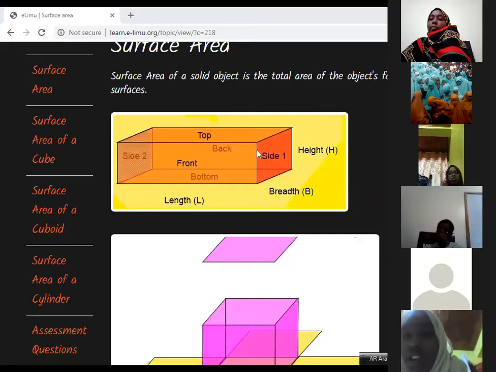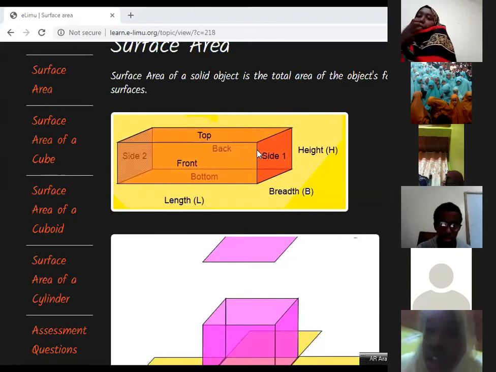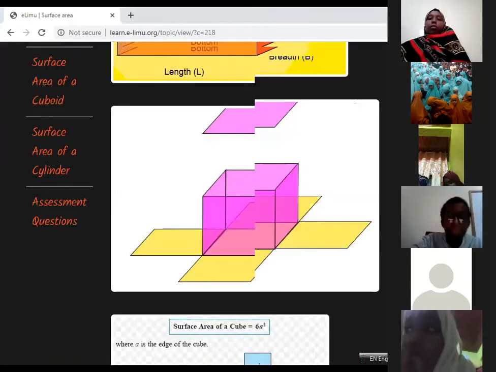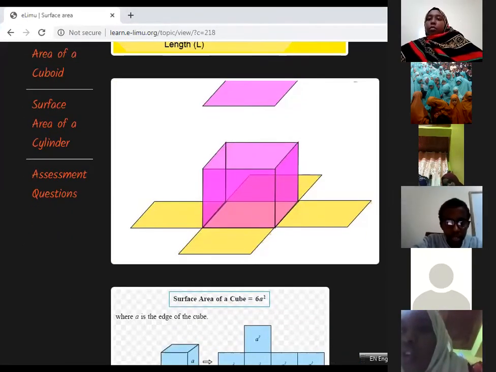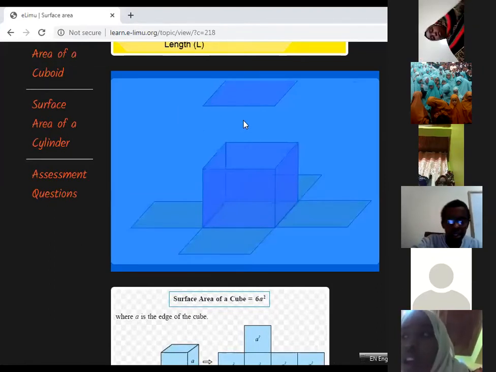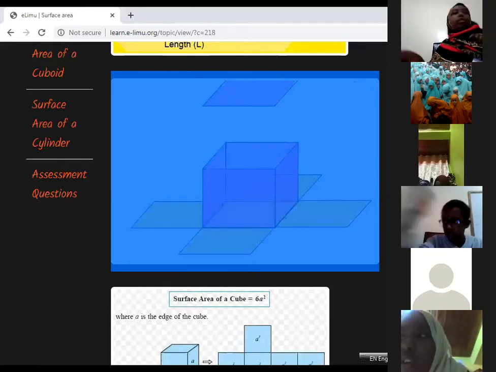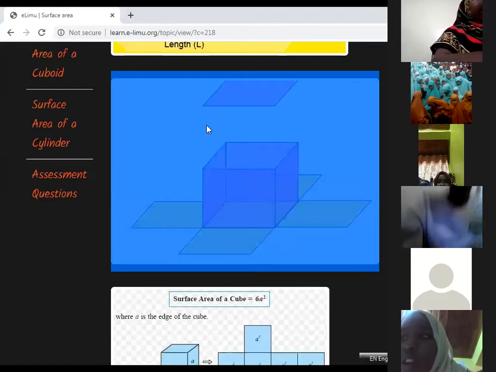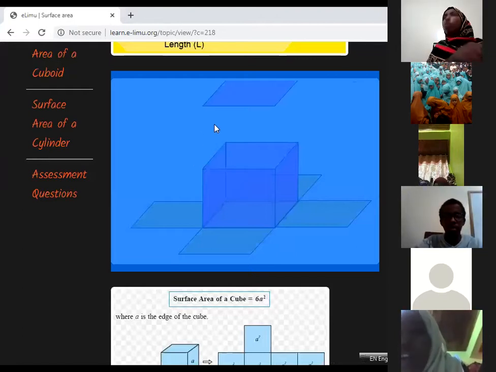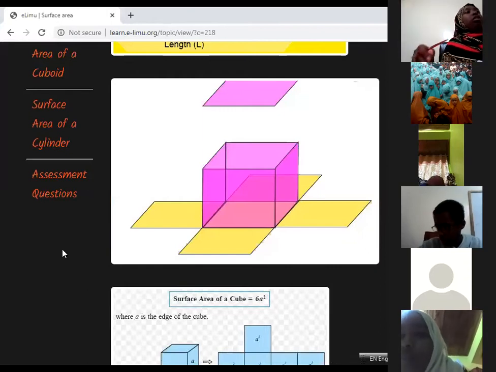I hope you have finished copying the diagrams. Have you finished? Yes. Since you have finished drawing the cuboid, I want us to draw a cube. Don't draw exactly the way it is. Just draw an object which is made up of squares. Draw a simple cube. While you're doing that, make sure you're copying.